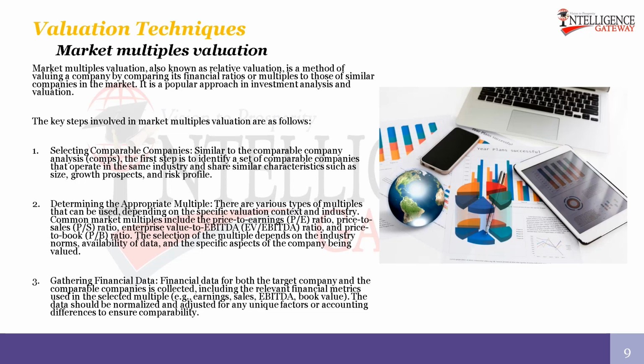Determining the appropriate multiple. There are various types of multiples that can be used, depending on the specific valuation context and industry. Common market multiples include the price-to-earnings (P/E) ratio, price-to-sales (P/S) ratio, enterprise value-to-EBITDA ratio, and price-to-book (P/B) ratio. The selection of the multiple depends on the industry norms, availability of data, and the specific aspects of the company being valued. Gathering financial data for both the target company and the comparables.